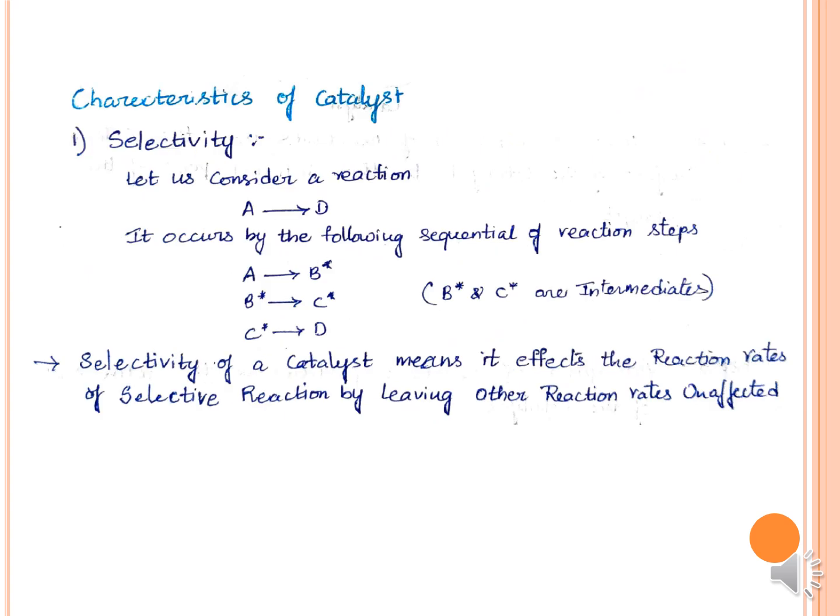Now we are going to discuss the characteristics of the catalyst. What exactly are the characteristics of the catalyst? First important characteristic is selectivity. Let us consider reaction A gives rise to D. A is my raw material, called the reactant, D is the product.